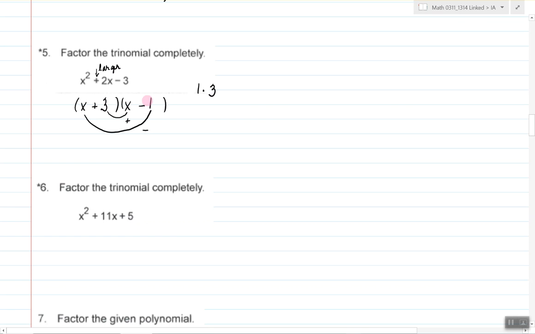Let's double check it. X times x is x squared. The outer product is negative 1x. I know you don't usually write the 1. 3 times x gives me 3x. Combining these, I would get subtract and keep the sign of the larger, positive 2x.